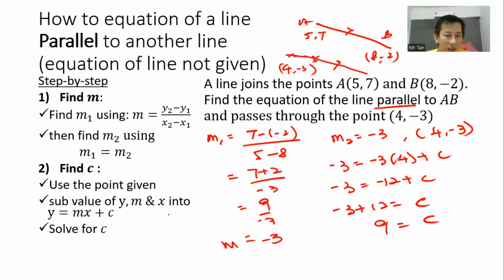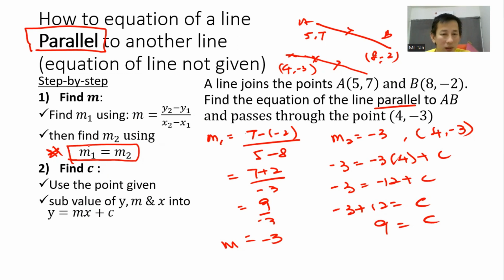The same, to find the m, you use the equation, and we use m1 equal to m2 because it's parallel. So when you see a question that says it's parallel, then you must remember this: m1 is equal to m2, whether they give you the equation or not.